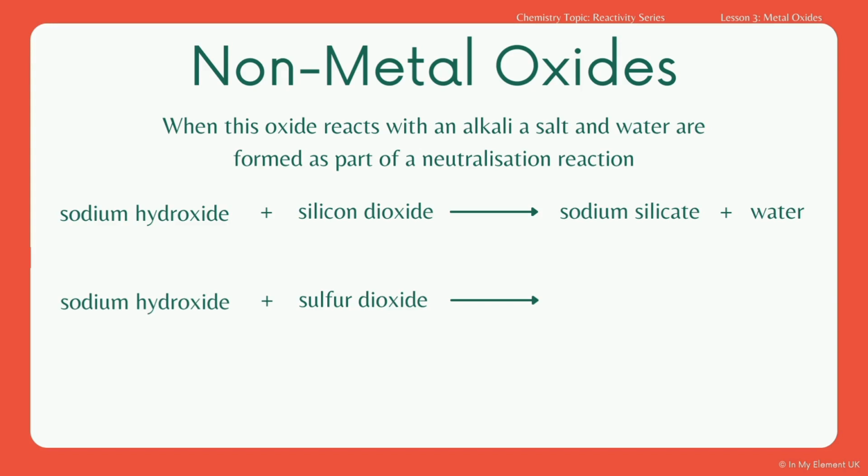Another example of this, we're going to use sodium hydroxide again. This time the non-metal oxide it's going to react with is sulfur dioxide, and this will form sodium sulfate and water. So just to highlight the names there, silicon will form a silicate salt when it reacts with an alkali, and sulfur will form a sulfate salt. So do remember that you've got to know the reactions of the non-metal oxides and the reactions of the metal oxides, and one is acidic and one is alkaline.